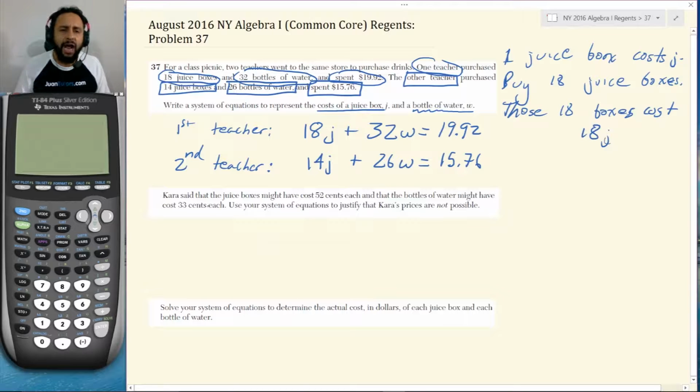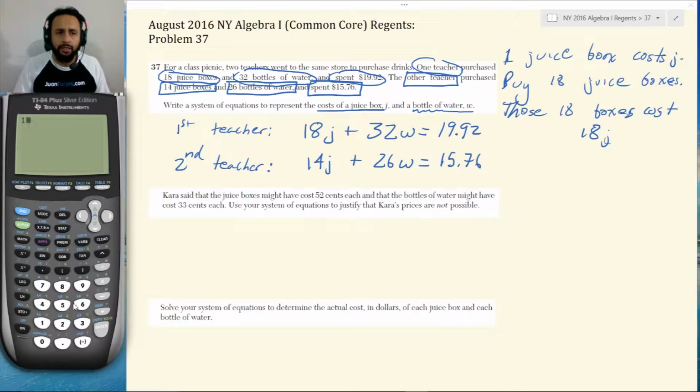So the next part, Kara said that the juice boxes might have cost 52 cents each, and that the bottles of water might have cost 33 cents each. Use your system of equations to justify that Kara's prices are not possible. So I'm going to use my calculator, and I'm going to calculate the cost. I'm going to pick one of these lines. It's really an arbitrary choice which one you choose. I have a feeling that the second line is the right choice, but I don't know. So let's pick one and not think about it too long, and let's plug it in.